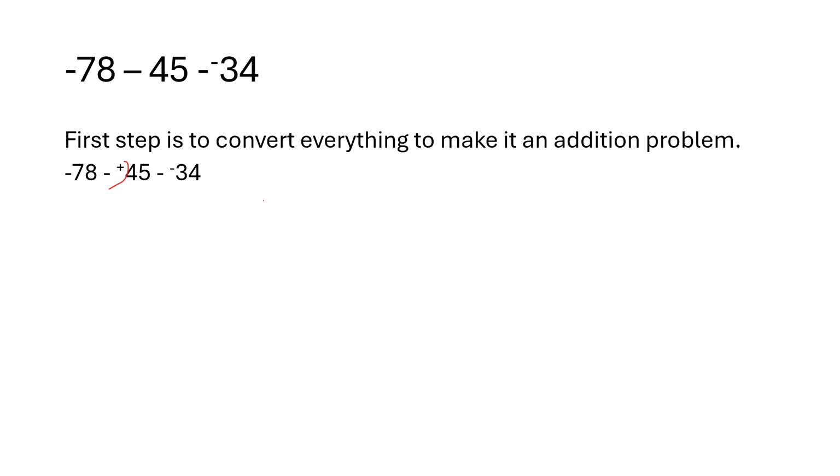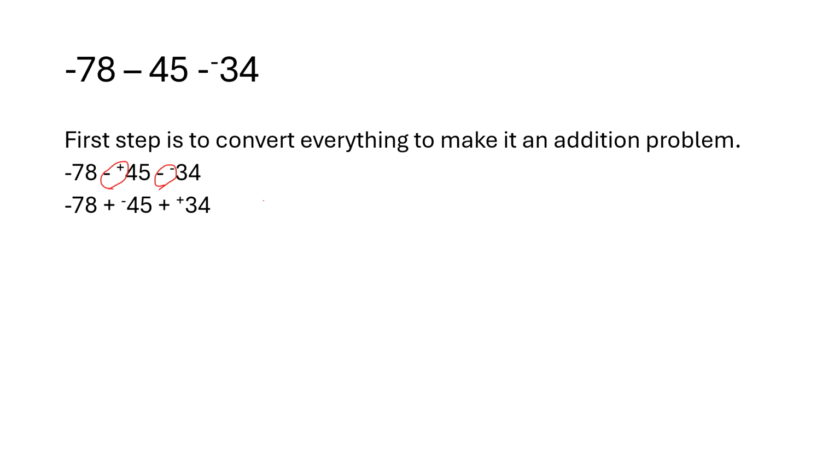And so we can circle our minuses with the positive and negative signs of the numbers. And you can see that we have a minus positive for the 45. And then you can see that we also have a minus negative for the 34. And then of course we can convert those. And next step we have negative 78 plus a negative 45.